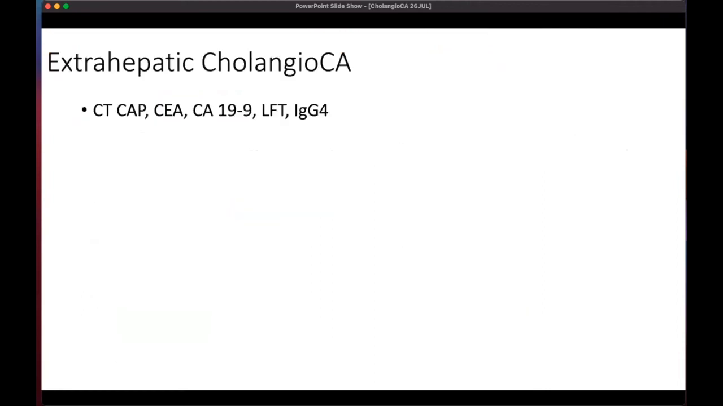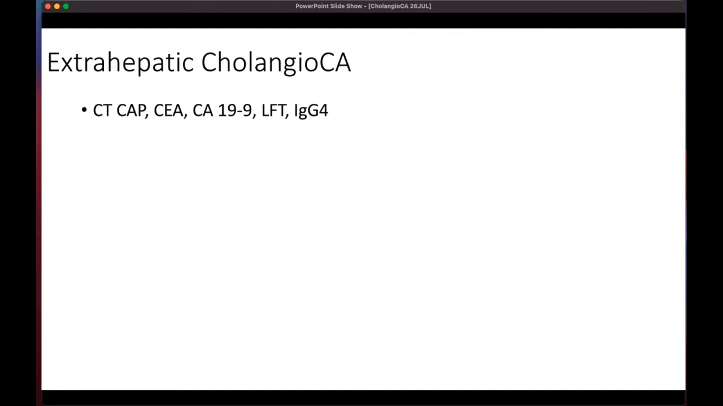All right, so let's talk about how to work these things up. I'm going to move along a little bit just because we're running out of time. Much like any biliary cancer or any GI cancer, you're going to get a CT chest, abdomen, pelvis. So make sure at some point you image their chest just to rule out metastatic disease.